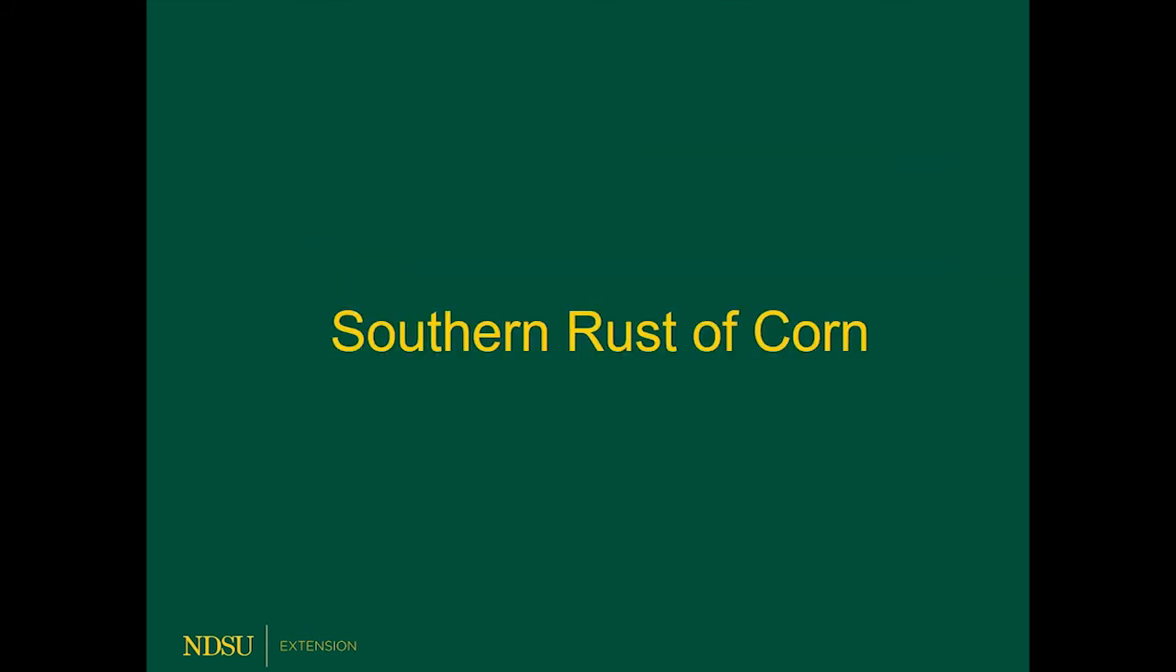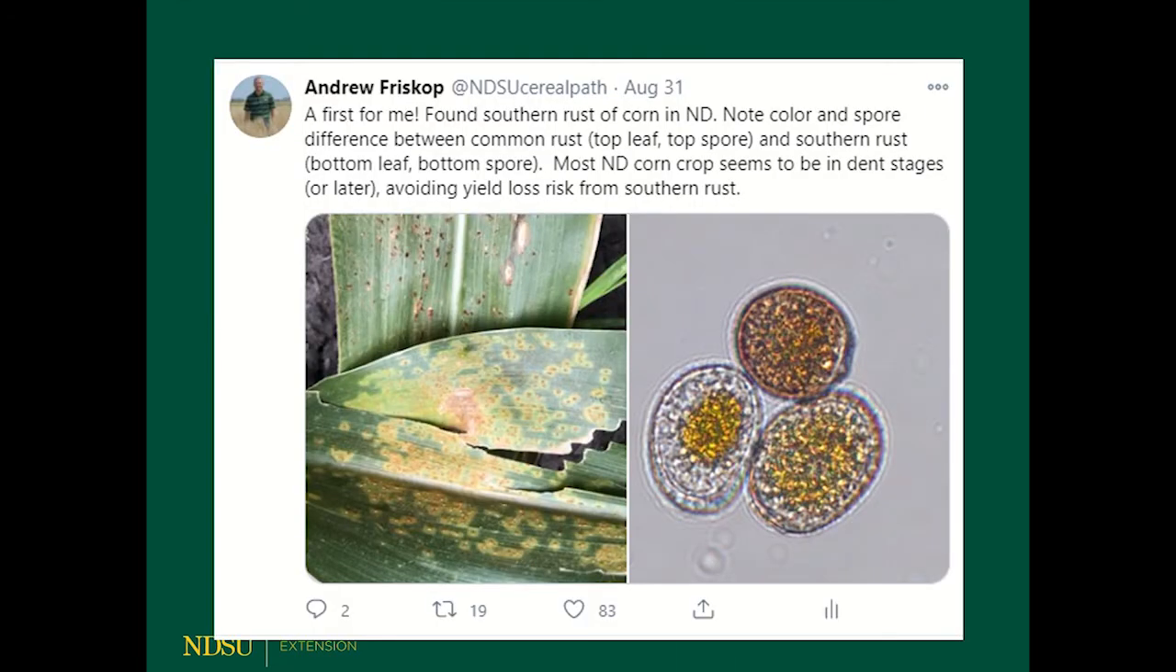So changing gears here a little bit, I'm going to touch on the other thing that we saw this year, and this was southern rust of corn. And this was a first for me, as indicated in this tweet. And the reason why this is important is we have rust diseases in corn in the state. We've always noticed common rust, but southern rust is the new rust disease that we observed.